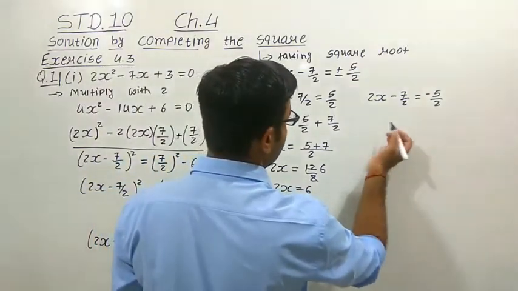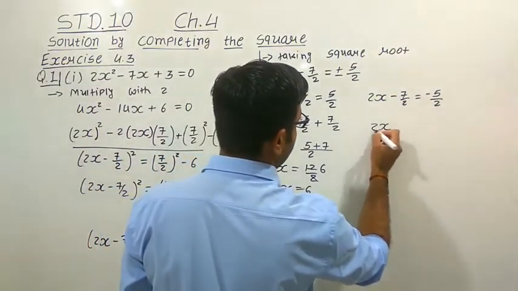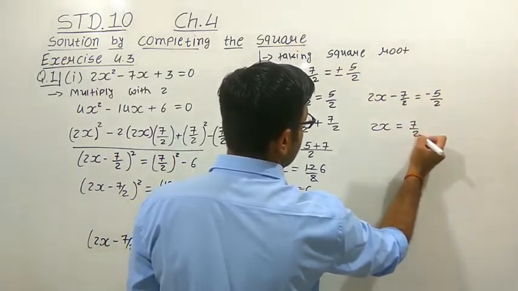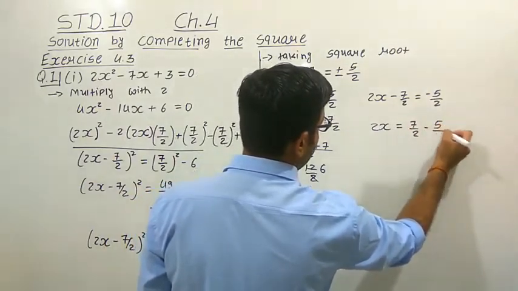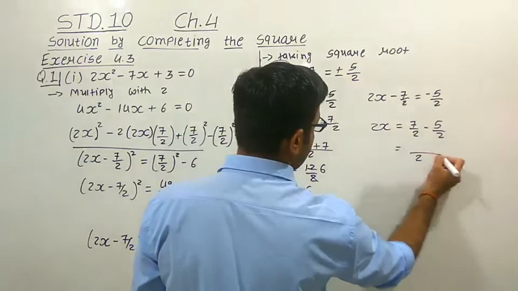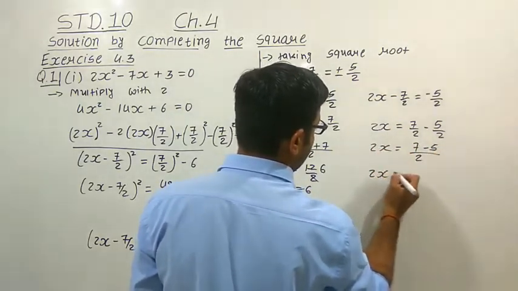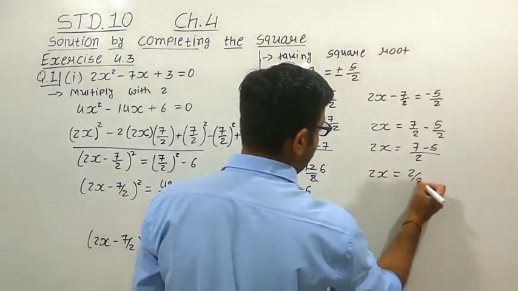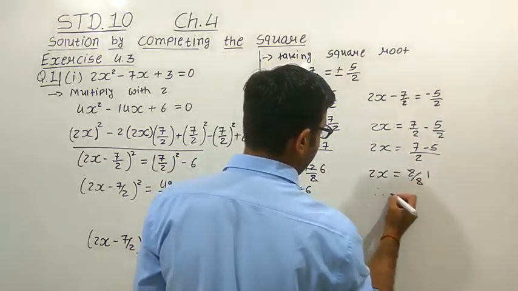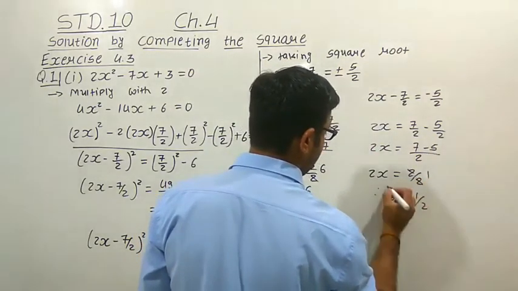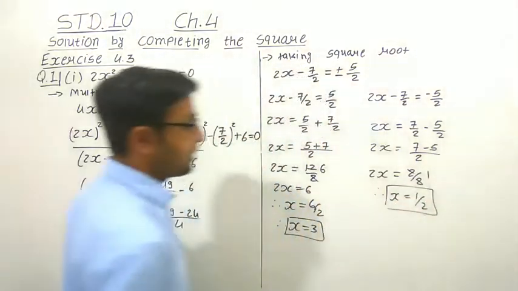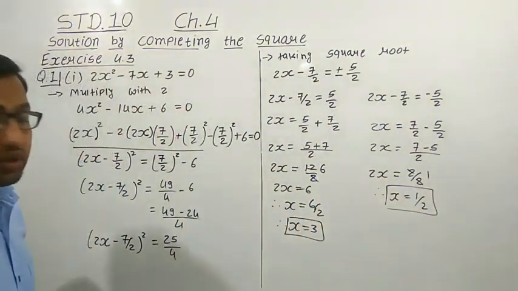Here also we have to do the same thing. 2x is equal to 7 by 2, which will become positive, minus 5 upon 2. 2 is the LCM, 7 minus 5. So we get 2x is equal to 2 upon 2. 2 upon 2 is 1. And therefore we get x is equal to 1 upon 2. So this is the other solution.